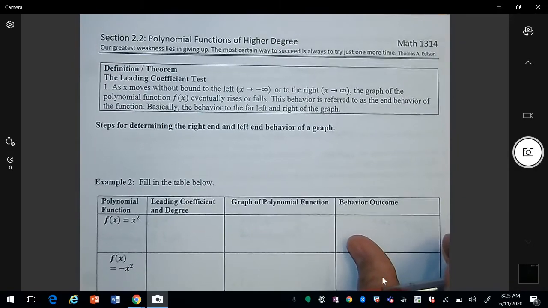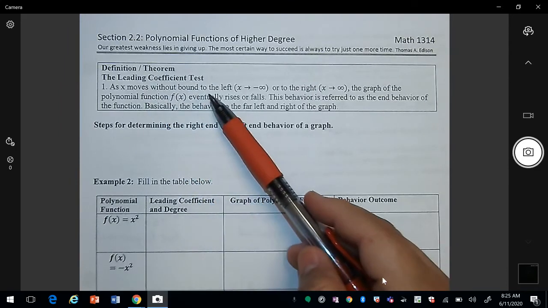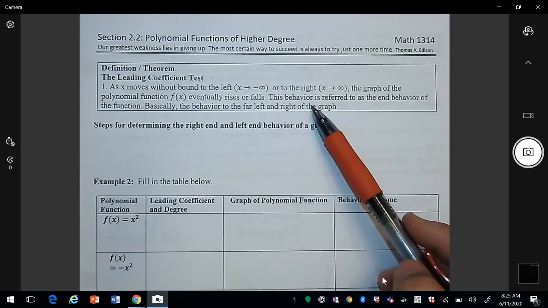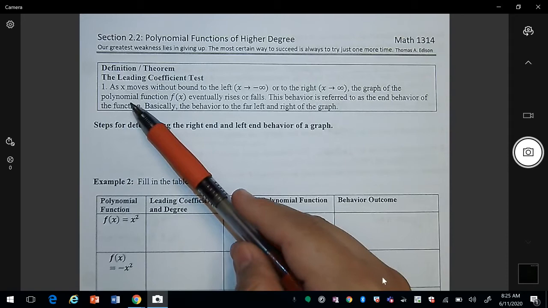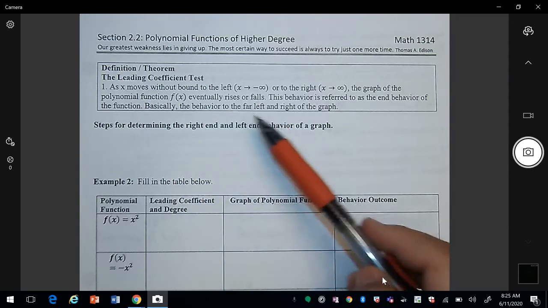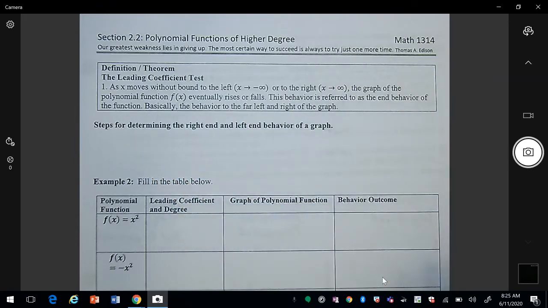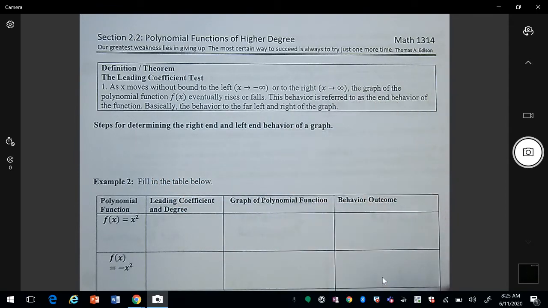The next definition is the leading coefficient test. As x moves without bound to the left, x is going to negative infinity, and to the right, it's going to positive infinity. And so the graph will eventually rise or fall. This behavior is referred to as the end behavior of the function. So basically the behavior far left and far right. So we want to know what happens to the graph on the left side and on the right side. Does it fall? Does it rise?